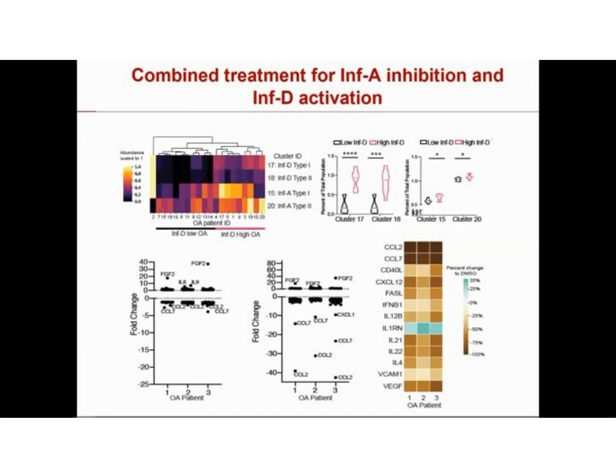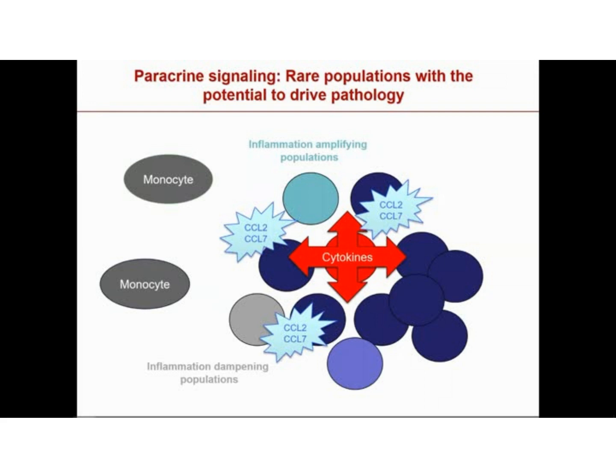Okay, so what is coming out from this analysis is that paracrine signaling is very important. And there is a crosstalk between these inflammation amplifying and dampening populations, which really regulates the secretome or the microenvironment of the OA cartilage.